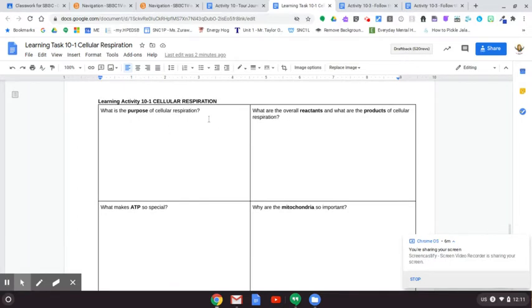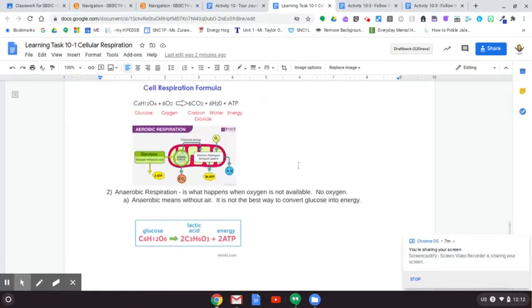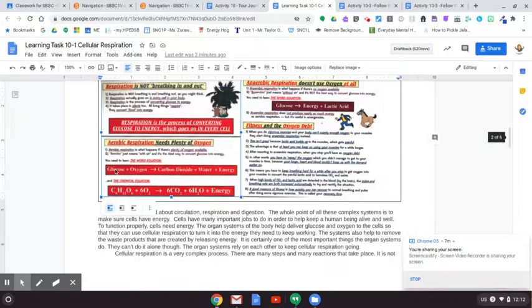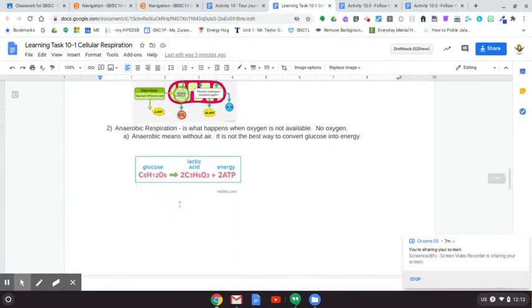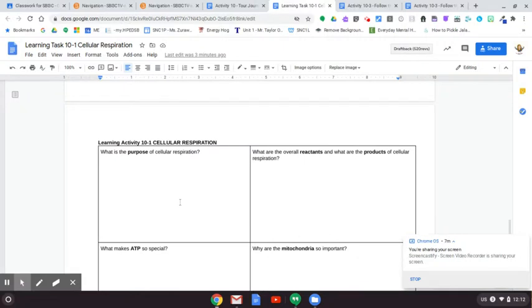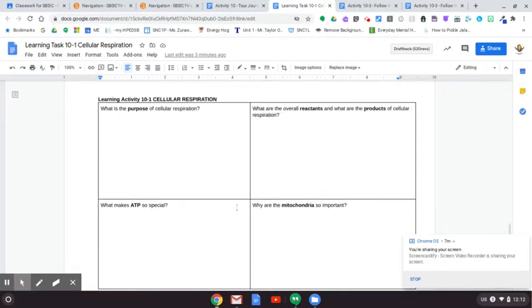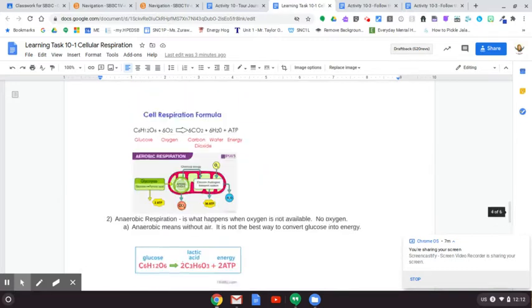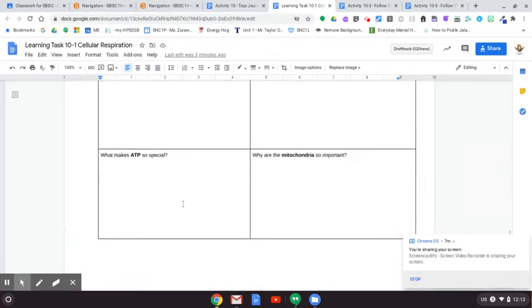So what is the purpose of cellular respiration? You should be able to get that from the content above. What are the overall reactants? Remember, reactants are what's on the left side of the equation, and products are what's produced in cellular respiration. You should be able to go up here and have a look at that. And then what makes ATP so special? Why is ATP important? The video does give a bit of information there. You could also do a quick Google search on that one, and I've provided some information about ATP above.